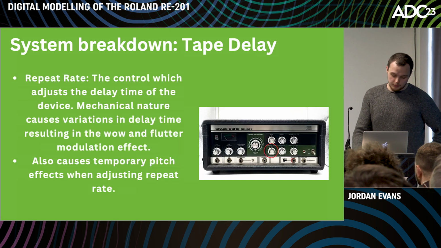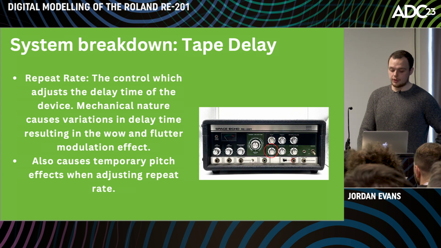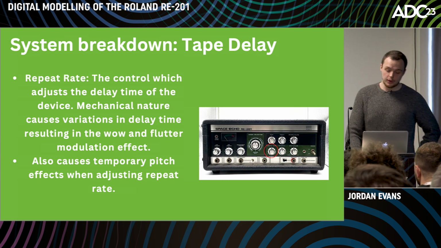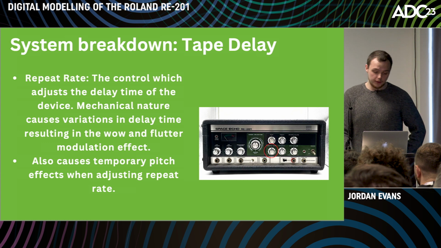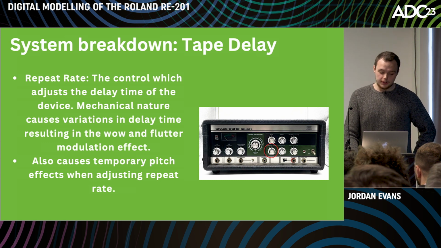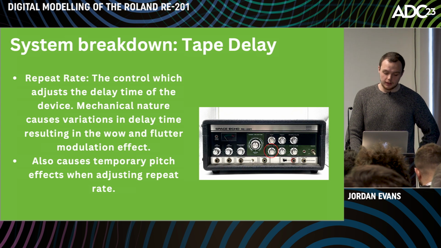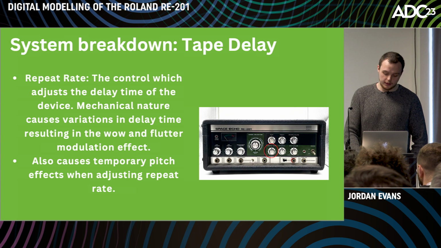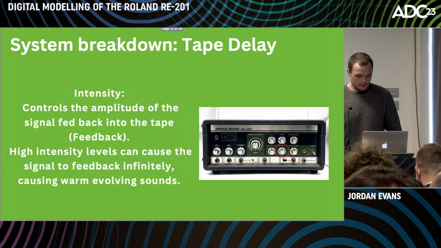Another control on the device is the repeat rate. This adjusts the delay time of the device by changing the tape speed of the device. Mechanical nature causes variations in delay time, which results in the wow and flutter modulation effect. There are also temporary pitch effects when adjusting the repeat rate. We'll talk more about that later.